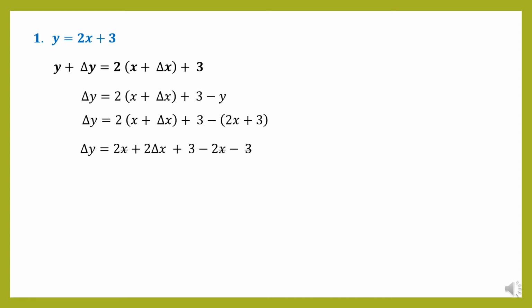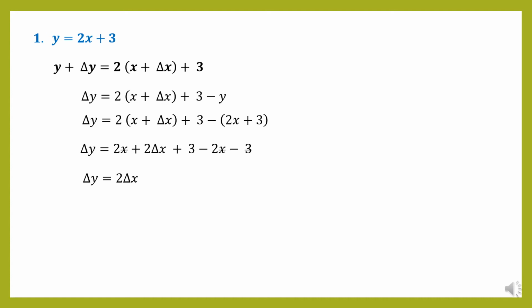Increment of y, therefore, is equal to 2 times x, which is 2x, and 2 times increment of x, which is 2 increment of x, plus 3, minus times 2x is negative 2x, minus times 3, which is negative 3. Then combine similar terms or simplify. So therefore, we now have the increment of y, which is equal to 2 times increment of x.